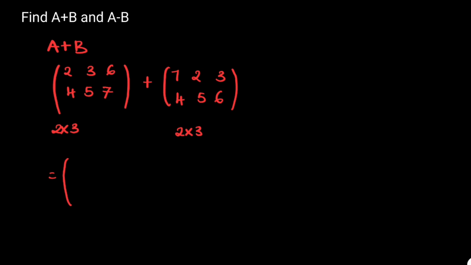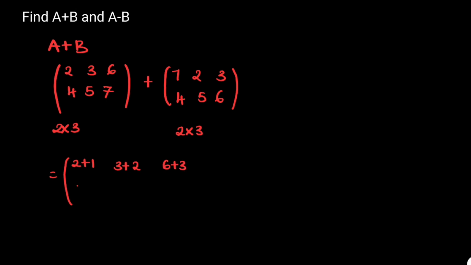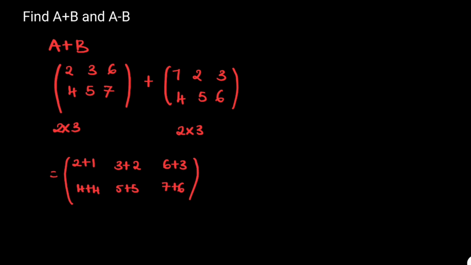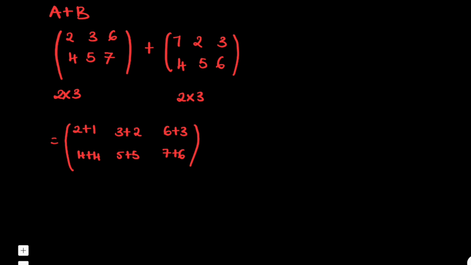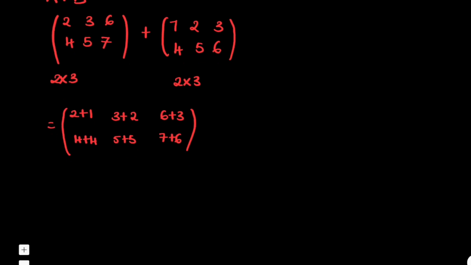Okay, let's add. We have 2 plus 1, 3 plus 2, 6 plus 3 for the third number, 4 plus 4, 5 plus 5, and 7 plus 6. This is how we have to add them. We are adding them with their corresponding entries, in order. It is not in this order, so we should not get confused.